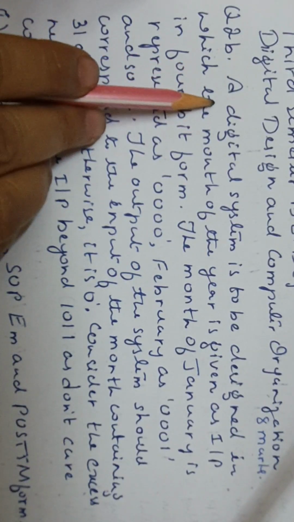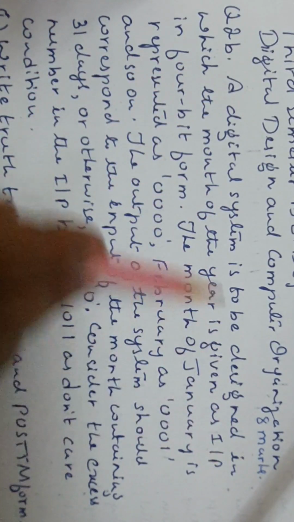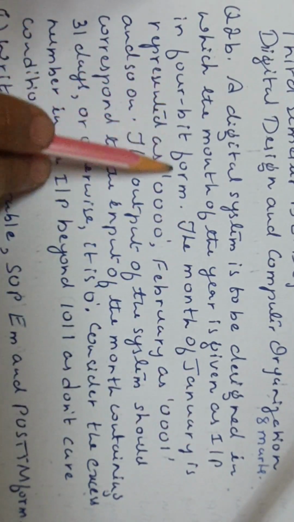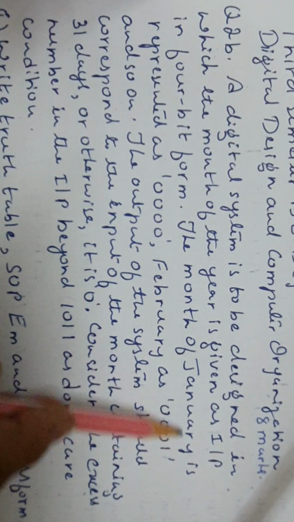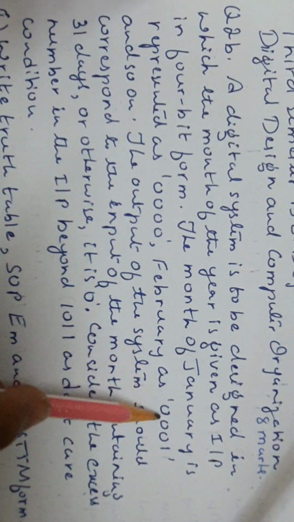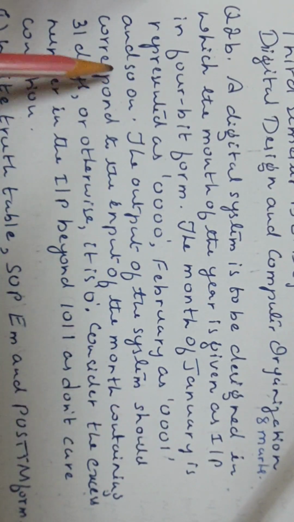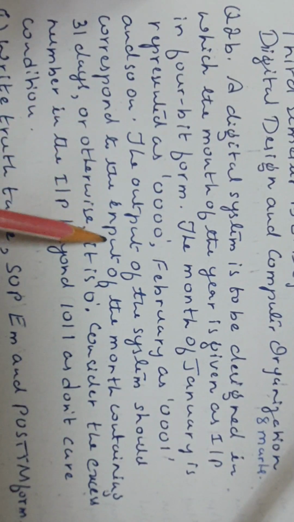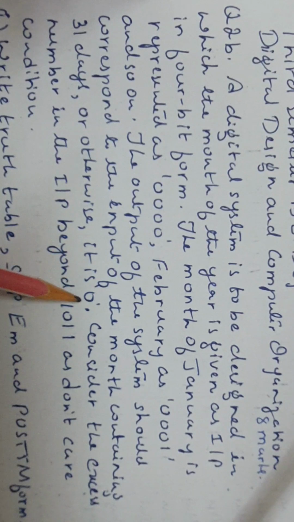It is as follows. A digital system is to be designed in which the month of the year is given as input in 4-bit form. The month of January is represented as 0000, February as 0001, and so on. The output of the system should correspond to the input of the month containing 31 days, or otherwise it is 0. Consider the excess number in the input beyond 1011 as don't care condition.